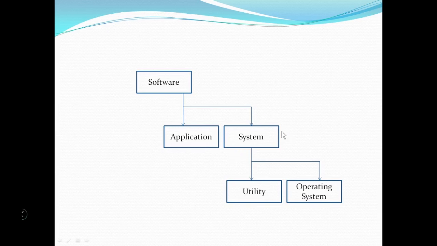Then the system software is categorized into two different groups. The first one is utilities and the other one is operating systems. Utilities are the tools that we can use for maintenance of the operating system, for example, defragment tools, virus guards, and other malware detection tools like that. The operating system is our concern during this whole lecture series.